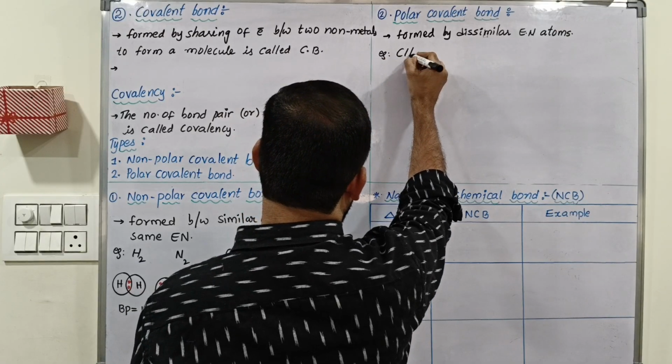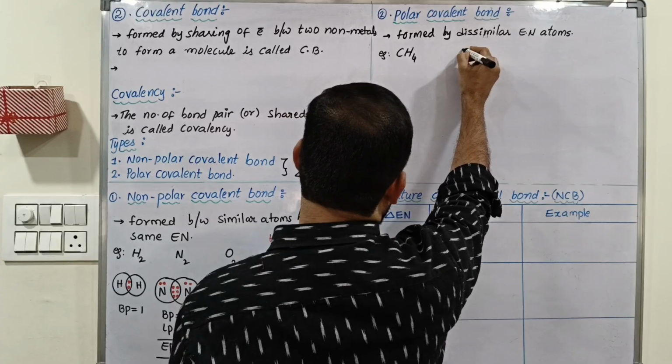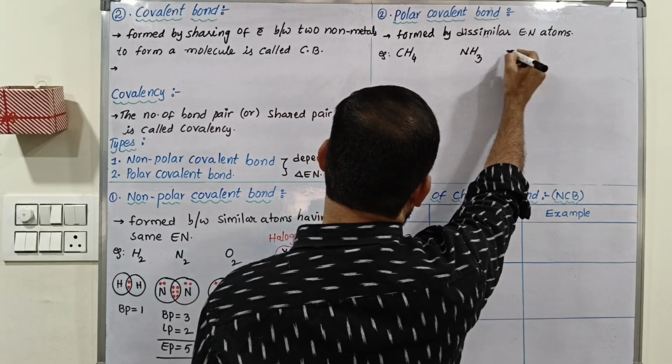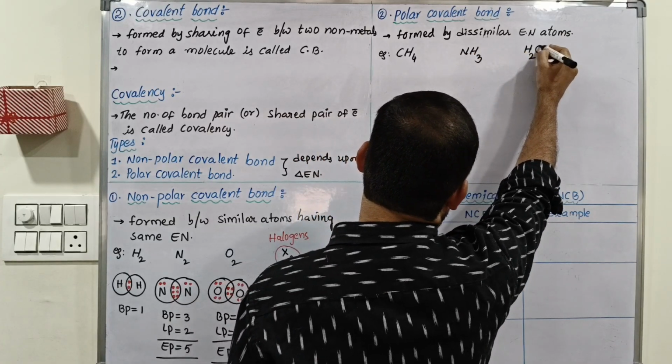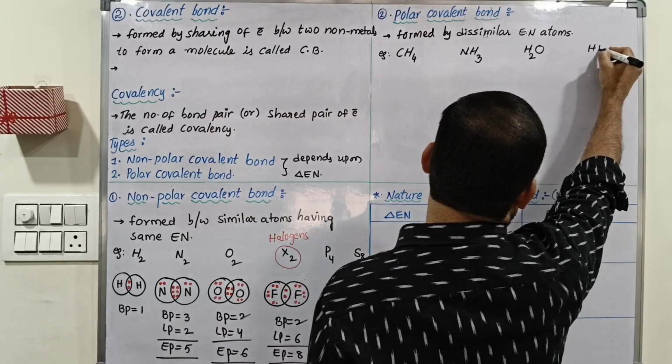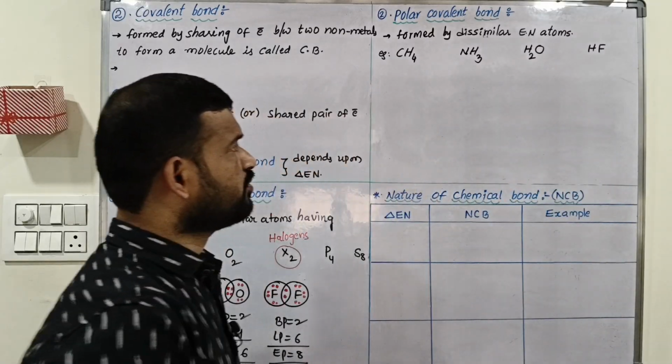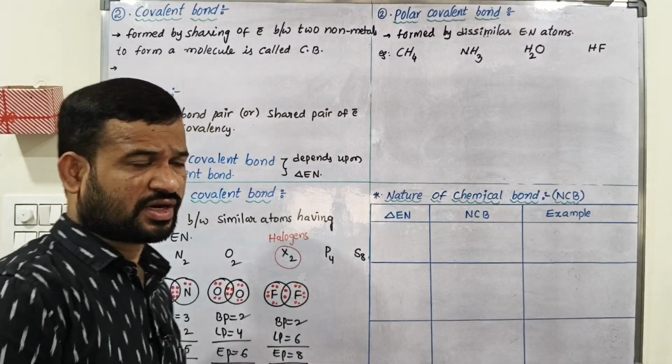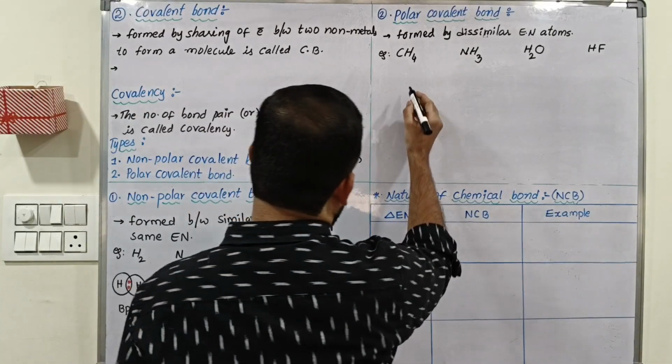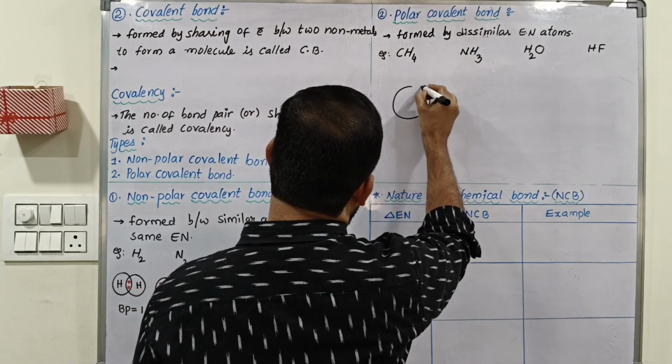So here, examples: take CH4, NH3, H2O, HF, that is, methane, ammonia, water, and hydrogen fluoride. Okay, first I am taking methane.